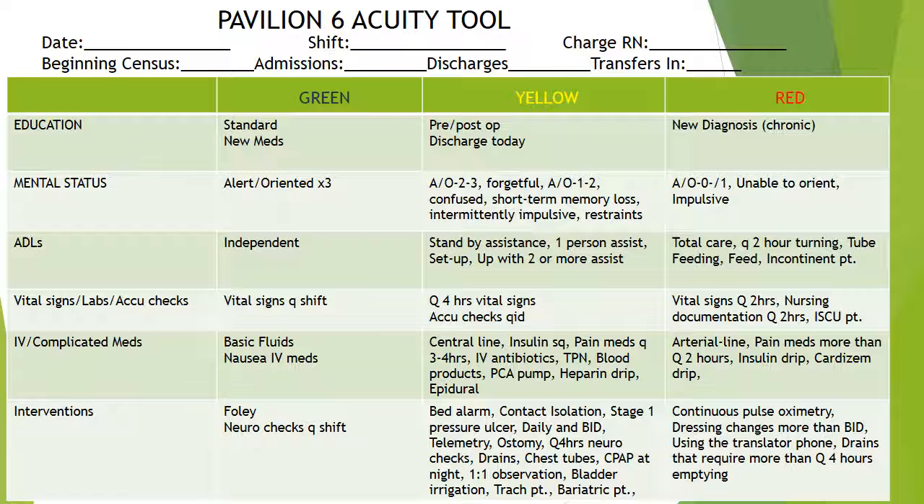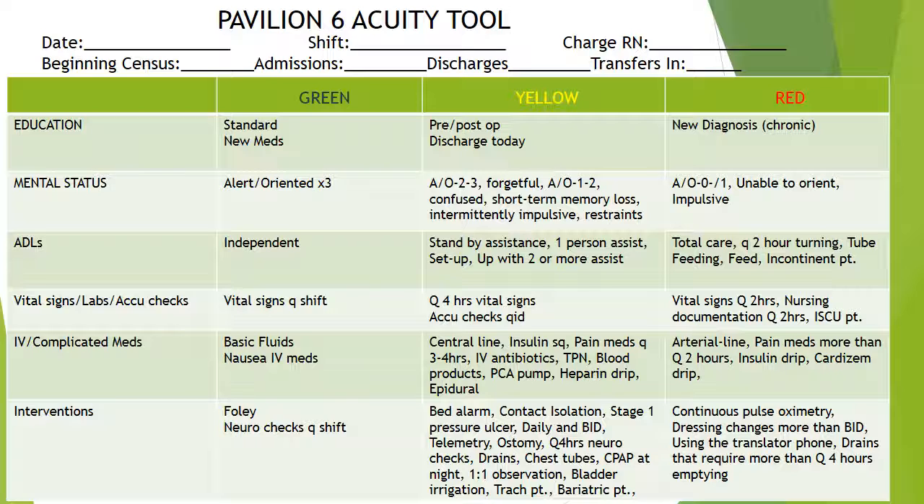This next slide is an example of an Acuity tool that was developed for Pavilion 6 with the assistance of the leadership team. It was customized for Pavilion 6 using Acuity tools from different area hospitals, for example, Temple University and Spira, Woodbury.